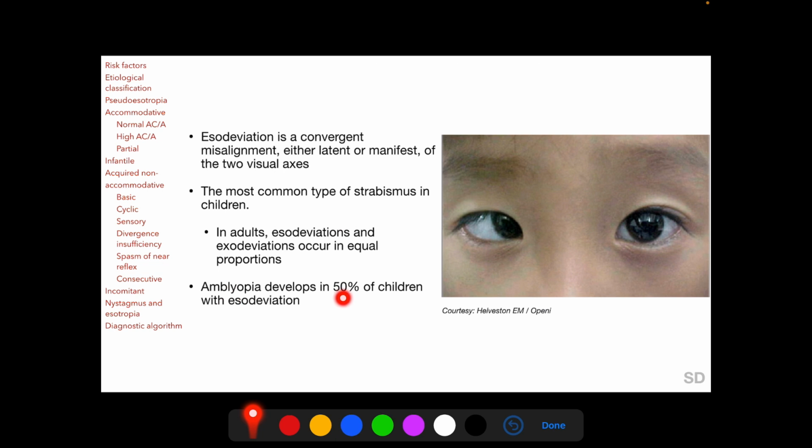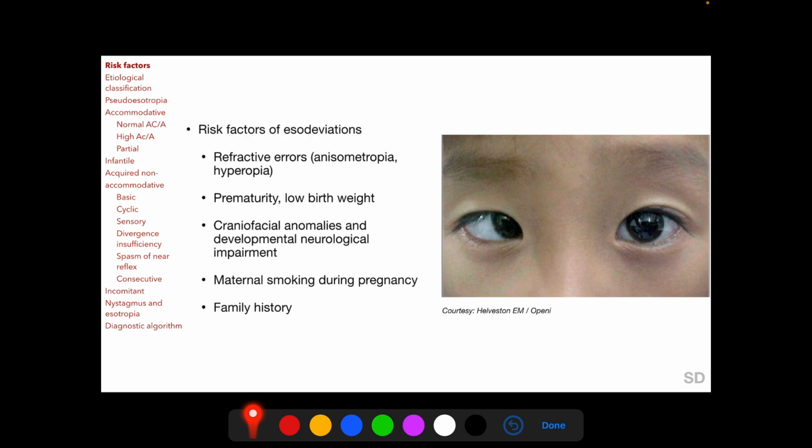Amblyopia develops in 50% of children with esodeviation. This is in contrast to exotropia, in the most common form of which, namely intermittent exotropia, amblyopia does not usually develop. Risk factors for esodeviations include refractive errors such as anisometropia and hyperopia, prematurity, low birth weight, craniofacial anomalies and developmental neurological impairment, maternal smoking during pregnancy, and family history of strabismus, which can be either esodeviation or exodeviation.